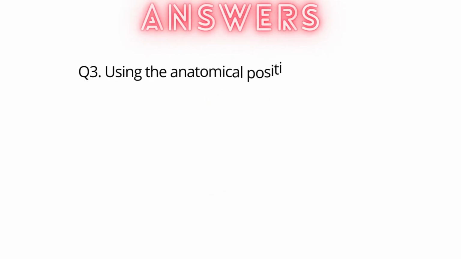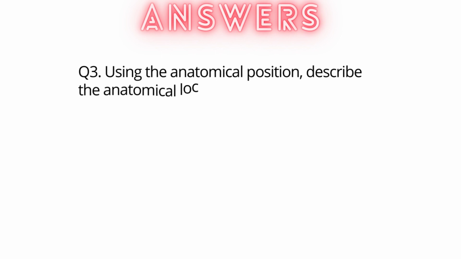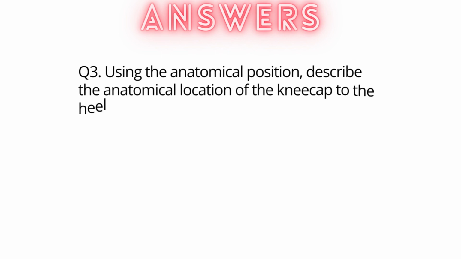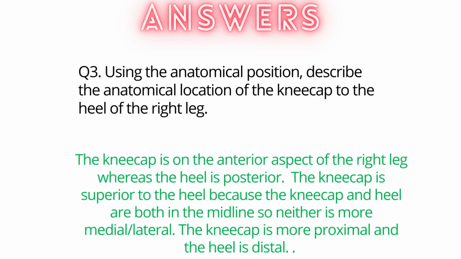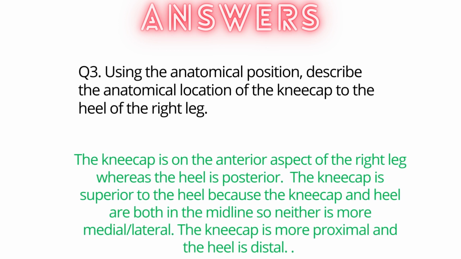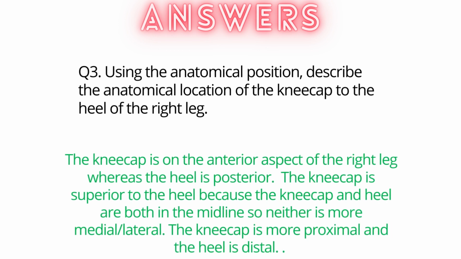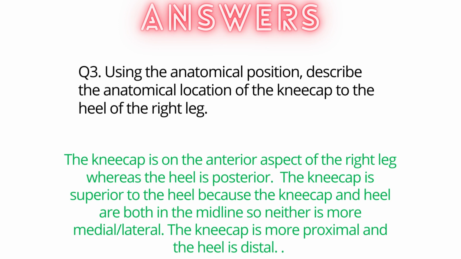Question 3, in a similar way to question 1, requires you to first identify the position of the kneecap and the heel, and then use the anatomical terms we've learnt to compare. The kneecap is on the anterior aspect of the leg, whereas the heel is posterior. The kneecap is also proximal compared to the heel, and conversely, the heel is distal to the kneecap.